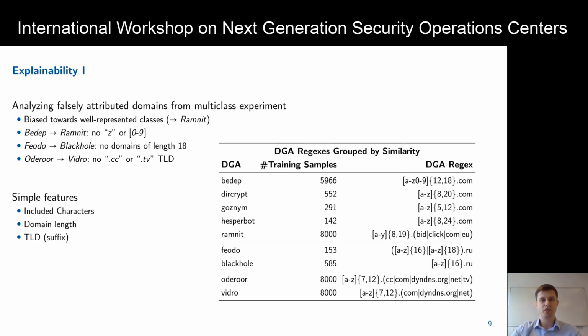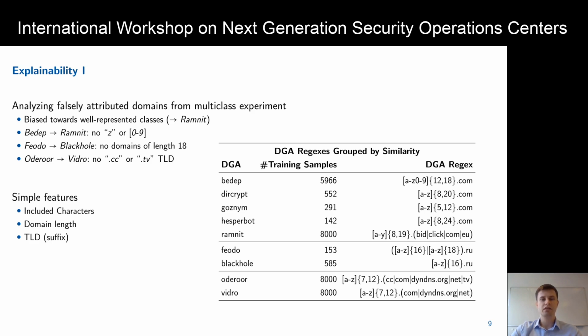For instance, within the samples of BEDIP, which are misclassified as Remnit, there are no samples which contain numbers or the character Z. Consequently, we reckon that the set of characters included within domain names is used as a feature to separate different DGA families. We also reckon that the domain length is used as a feature for classification. The separation based on the length is observable on the samples generated by Feodo, which are classified as blackhole, since no samples of length 18 are mislabeled.